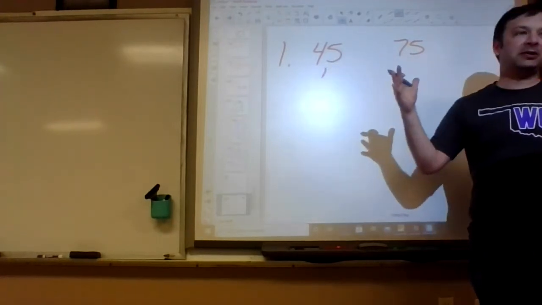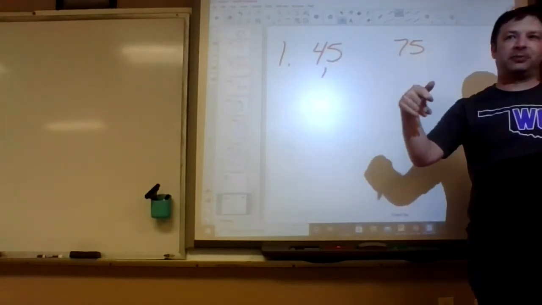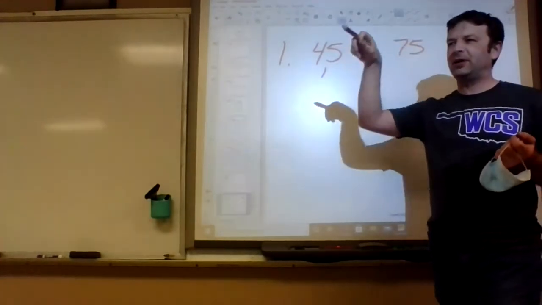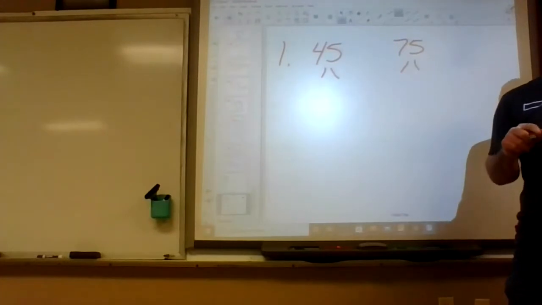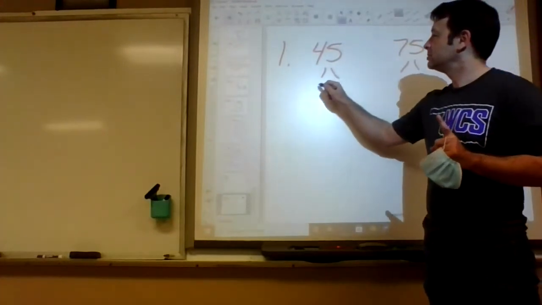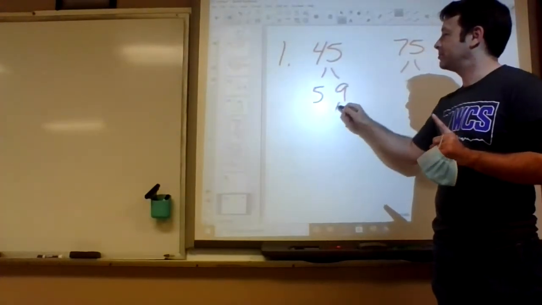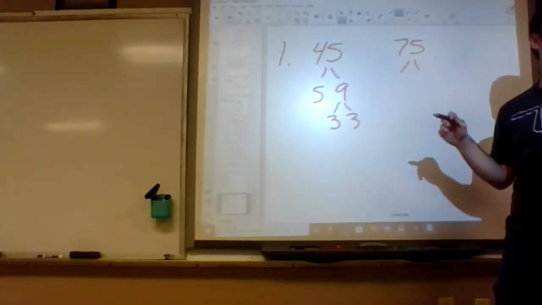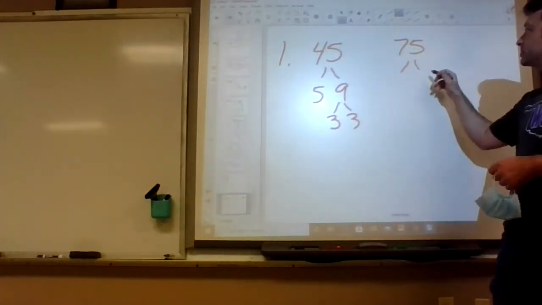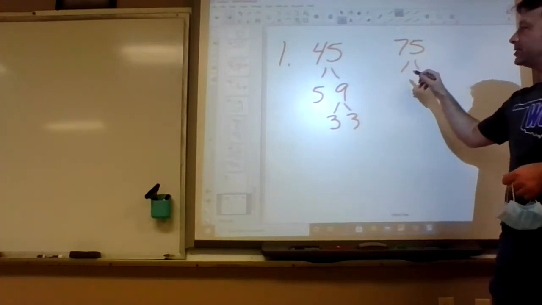Well, you could make a list of all the factors and then just circle the biggest one. You guys remember doing that in like 7th grade? Here's the other way to do it. Do the tree. We actually did do this a little bit in 7th grade, or 8th grade. Yeah, go ahead and show your work on these.